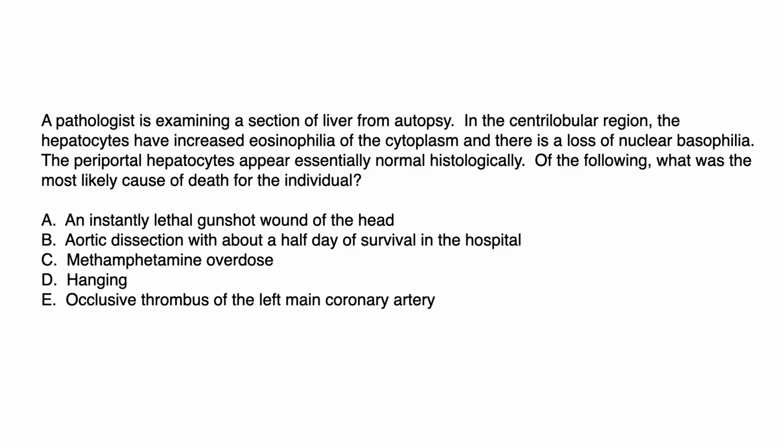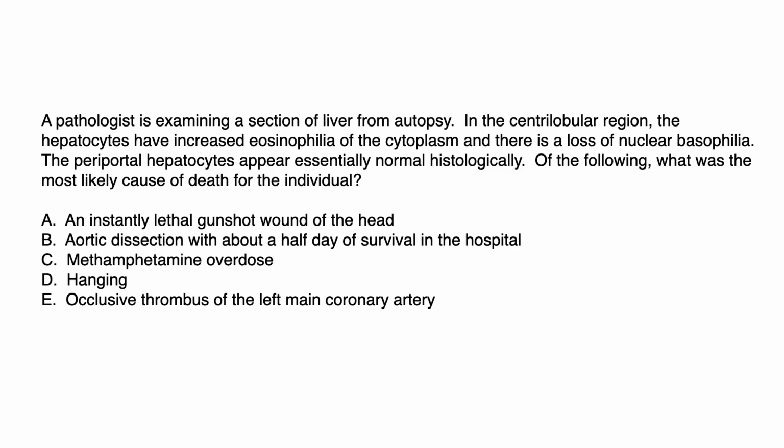A pathologist is examining a section of liver from autopsy. In the central lobular region, the hepatocytes have increased eosinophilia of the cytoplasm, and there's a loss of nuclear basophilia. The periportal hepatocytes appear essentially normal histologically. Of the following, what was the most likely cause of death for the individual? So the question is describing central lobular necrosis. That's because of usually ischemia and low perfusion. And so the central veins that get blood last are at most risk.